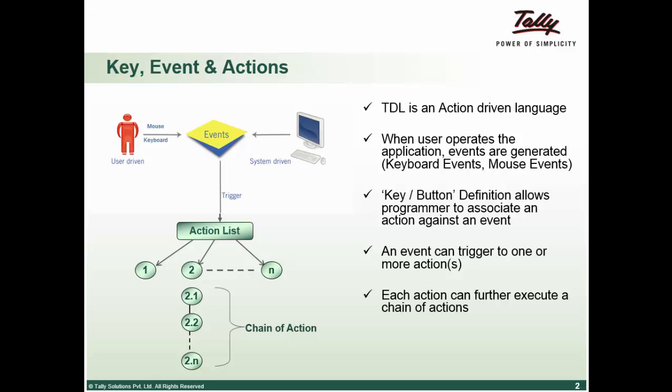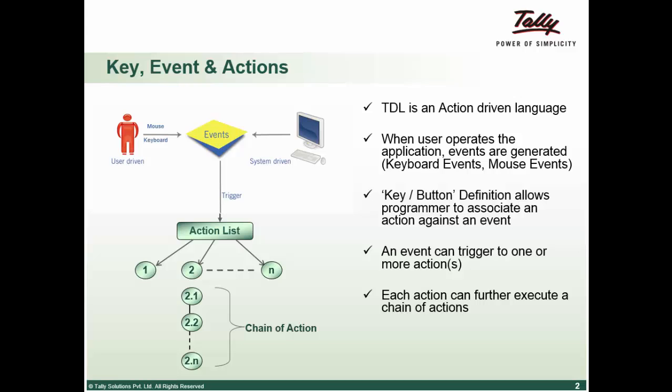An action always originates from a user interface. A button or a key allows the programmer to associate an action against an event. An event can trigger a series of actions. Could be an action or could be multiple actions. Each action can further contain or be a chain of more actions. So the user clicks on the mouse or the keyboard, an event occurs, and triggers the action. This triggering of action could be more than one and is passed to the system, and the system responds based on the action specified for that event.